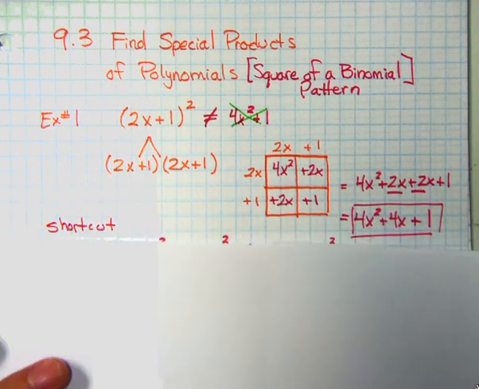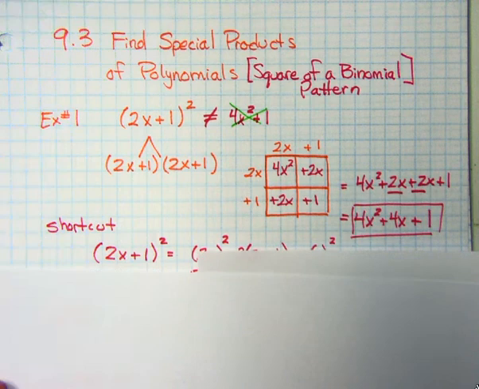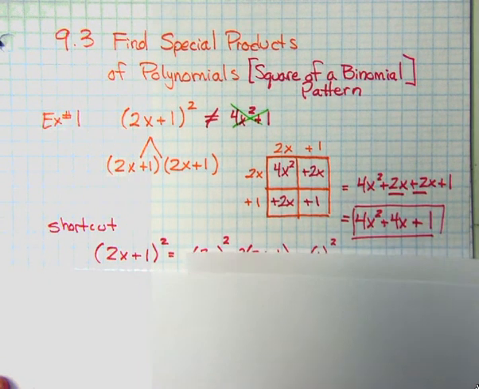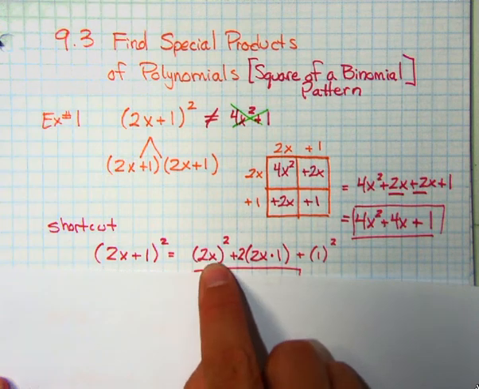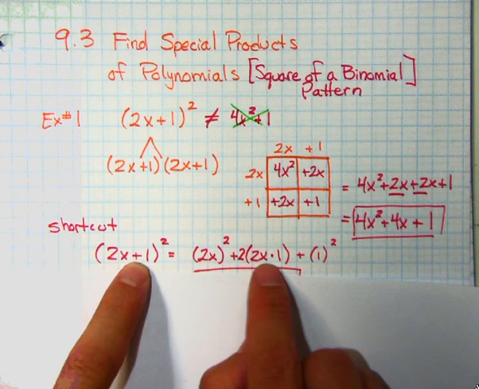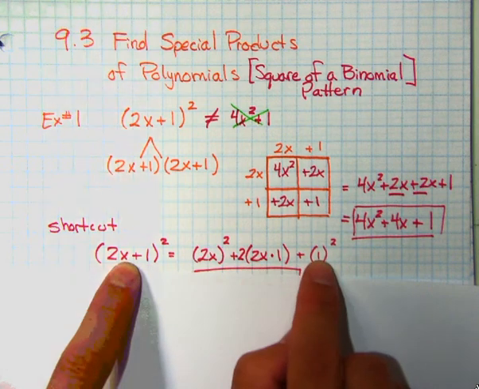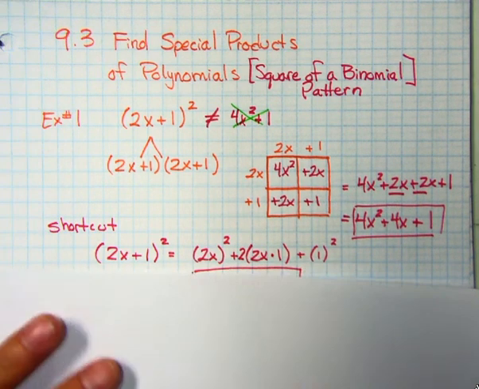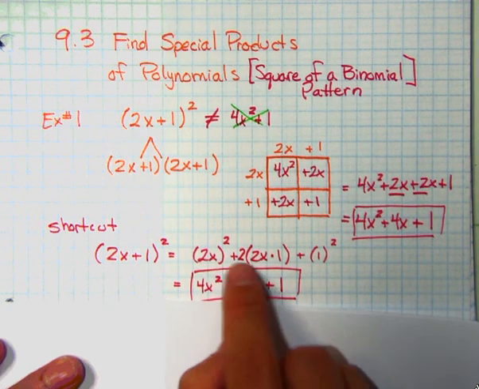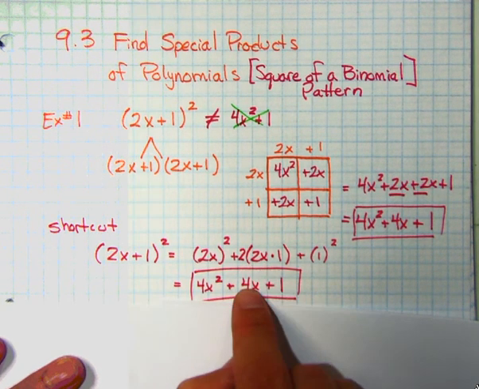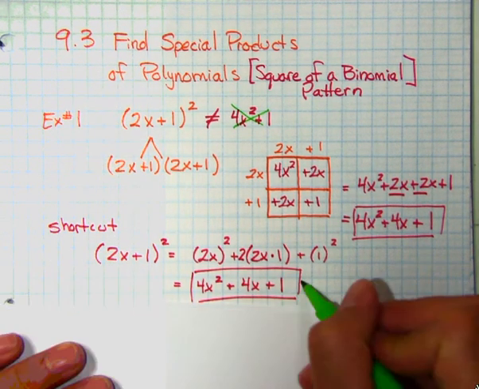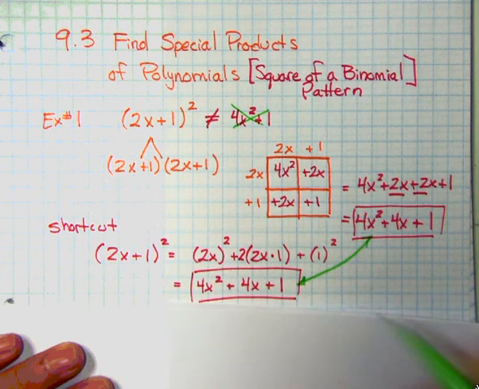What the shortcut says is this. It says, listen, if you have 2x plus 1 squared, what you do is you take the first term and you square it, 2x squared. You take the two middle terms, the two terms here, you multiply with each other and double it. And then the last one, you square it as well. So if I take a look at my example, 2x squared is 4x squared. 2 times 2x times 1 is going to be 4x, and 1 squared is 1. And you notice that these two here are exactly the same answer. So it just proved to you that it does work.